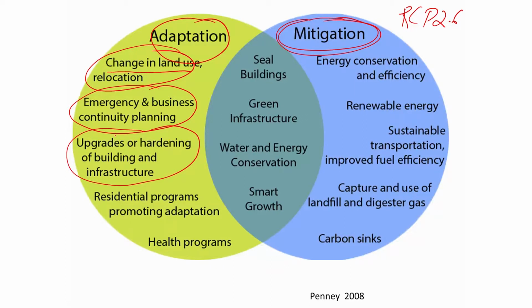Upgrades and hardening of buildings and infrastructure, so buildings should be made more resilient to storms, extreme rain and heat. How to soak up the water when there are extreme rains: permeable pavers, rain gardens, rainwater harvesting. Some of this is already happening in many cities in India. You cannot get permission to build new homes unless you have rainwater harvesting planned into the construction.